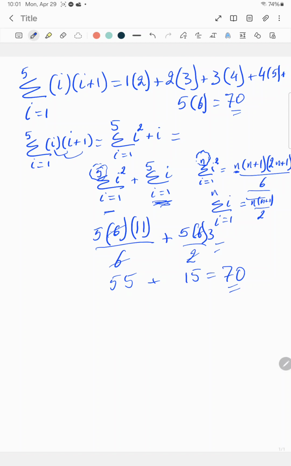As I said, when i is equal 1 to 5, it's easy, but if i equals 1 to 1000, then it will become very hard for you to do it without the formula. Let's do another example.